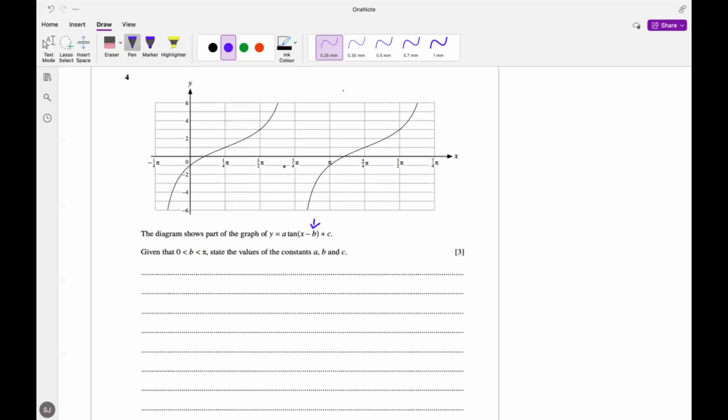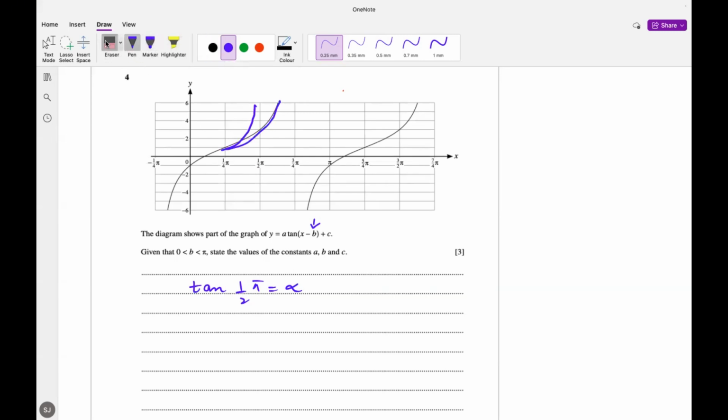Now, normally tan has an infinite value at 1/2 pi. So at 1/2 pi, it is infinite, and the graph normally goes up like this. Now we can see that instead of 1/2 pi, it is going up to infinity at 3/4 pi.